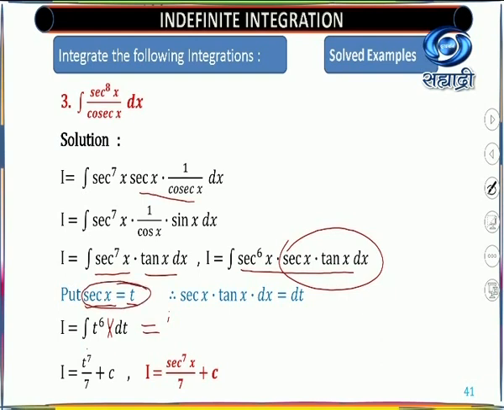So you will get I equal to sec raised to 7x upon 7 plus constant of integration. This way you are able to solve.